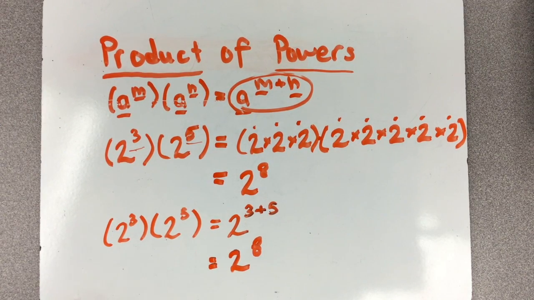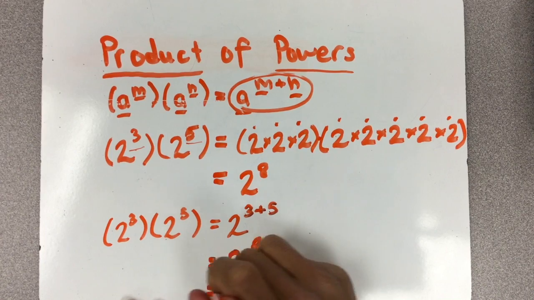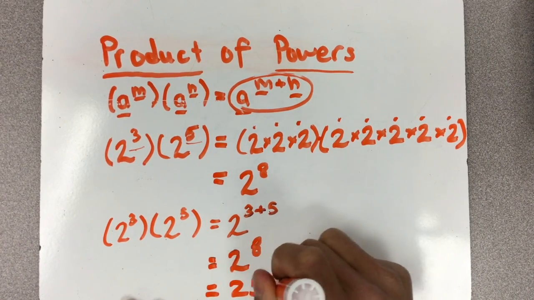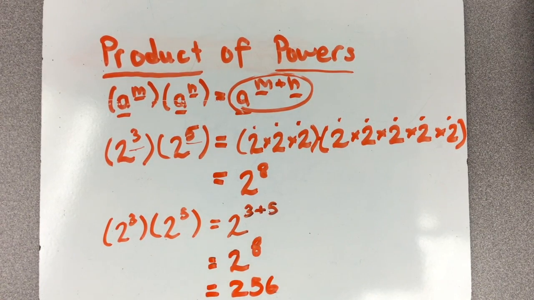So this is our first exponent law that we're looking at, the product of powers. We can express this as our final answer, 2 to the power of 8, or you can go ahead and expand that. 2 to the power of 8 is equal to 256, and that would be our final numerical value.